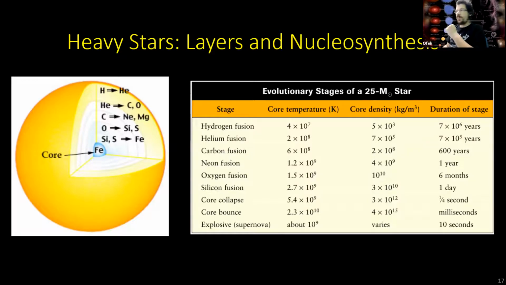A 25 solar mass star will live for less than 10 million years. For 90% of that time, it will be burning hydrogen. And then for the duration of its short life, it will quickly go through helium, carbon, neon, oxygen. Silicon burning lasts for a day, and the final collapse, when there's only iron and you can't burn anything anymore, into a core collapse, bounce, and supernova will last seconds or even fractions of a second. And we'll talk about this particular part, the explosive part, again in a few weeks.